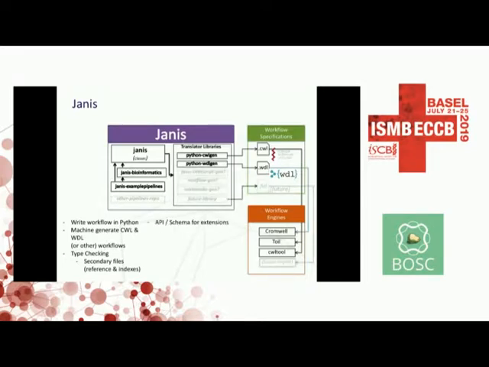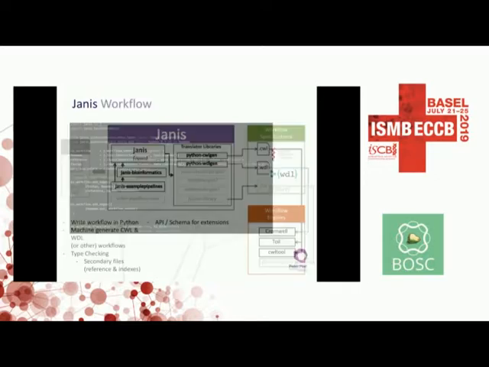We also hope for this to extend beyond CWL and WDL, once the translation libraries are more matured, to support maybe Nextflow or Snakemake. I'm not very familiar with both of them, but hopefully there will be some work on that. It will also be able to act as a schema or API for other workflow clients, such as a graphical user interface or workflow interface that can use the Janis API to generate CWL and WDL.